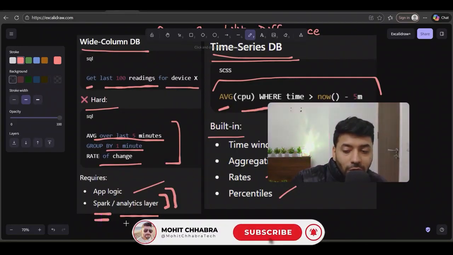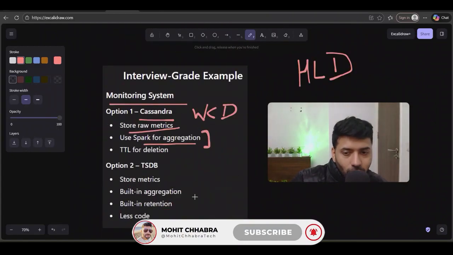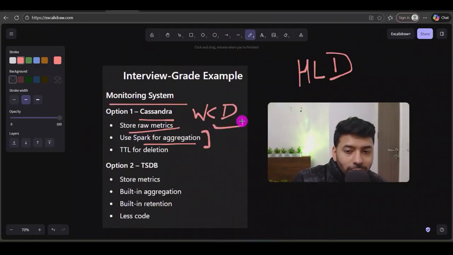So we will use Spark or any other analytics layer. So apart from the wide column database, we will use Spark for aggregations. So we will handle deletion using TTL, right? Because the deletion part or retention part is not a built-in feature of a wide column database.